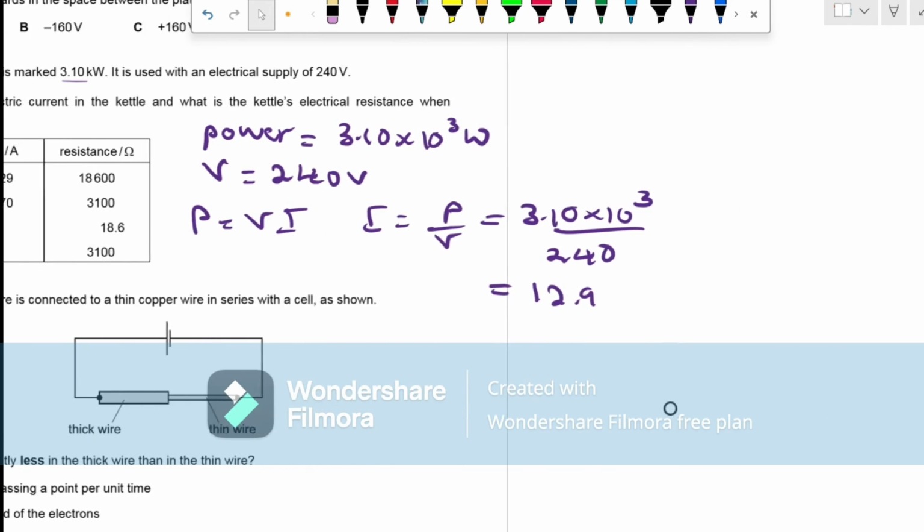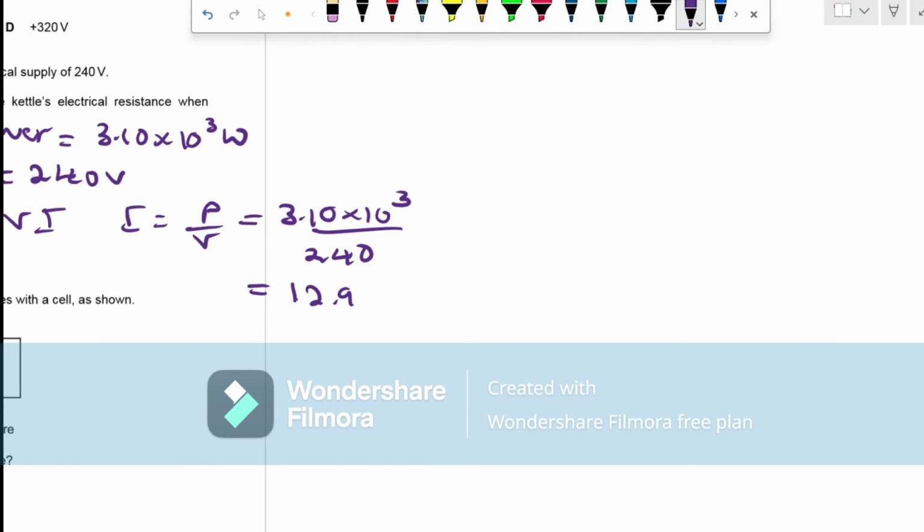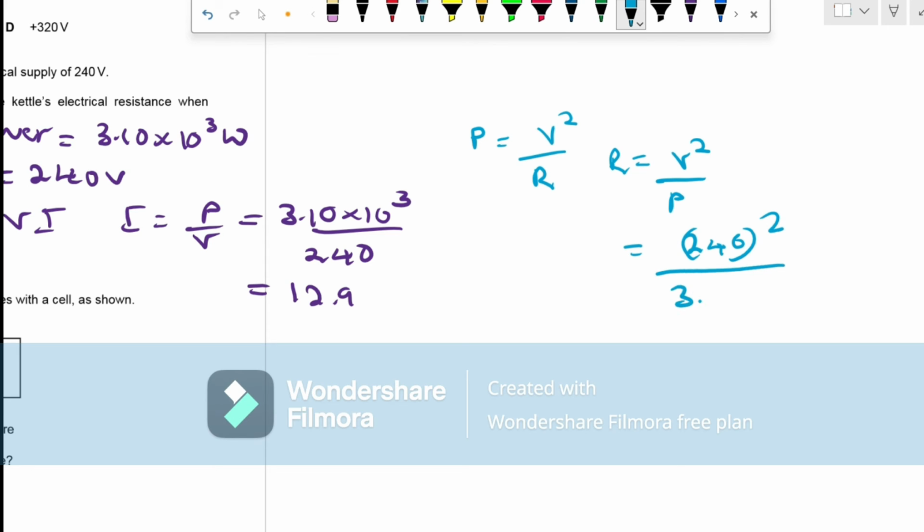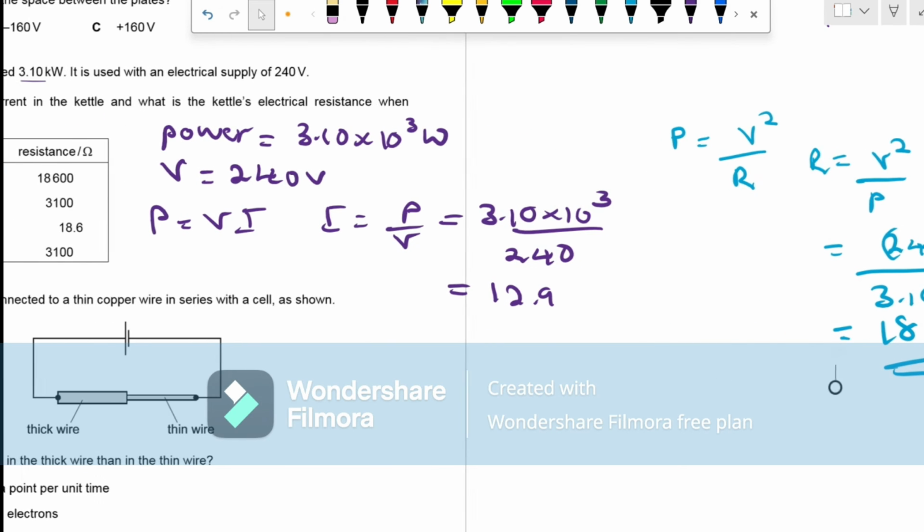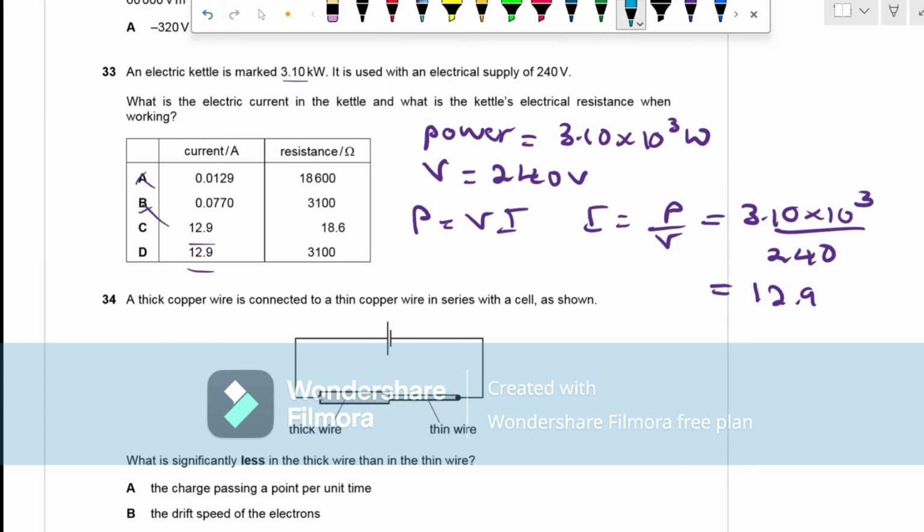But I also know another relationship. What other relationship do I have in my arsenal? I also know that P equals V squared divided by R, so R equals V squared divided by P. So I have 240 squared divided by 3.10 times 10 to the power of 3. That gives me approximately 18.6 ohms. And my answer is going to be C.